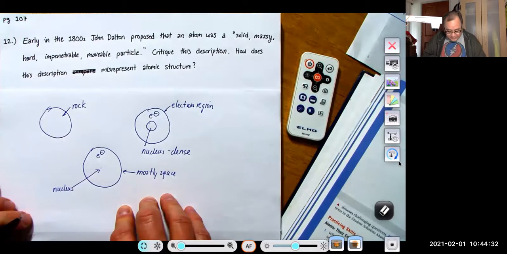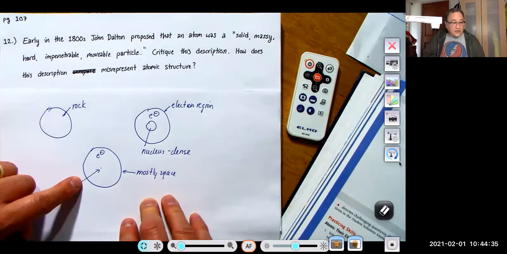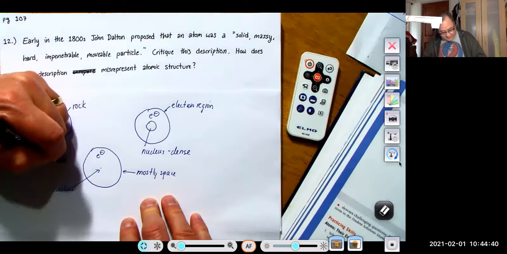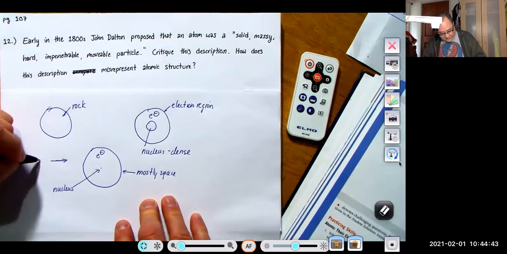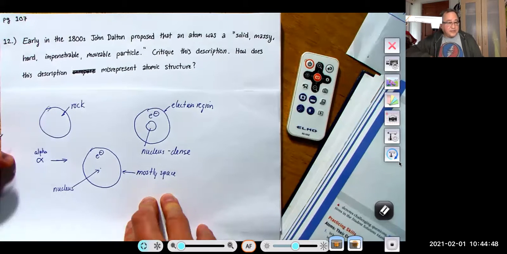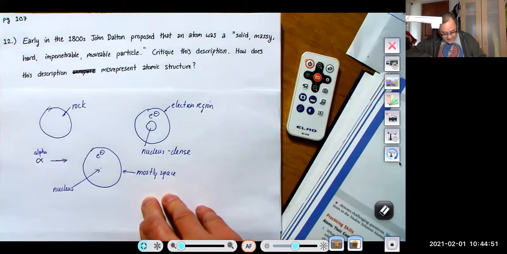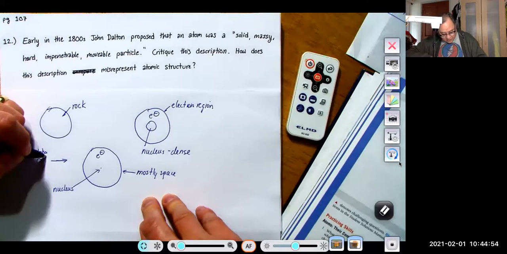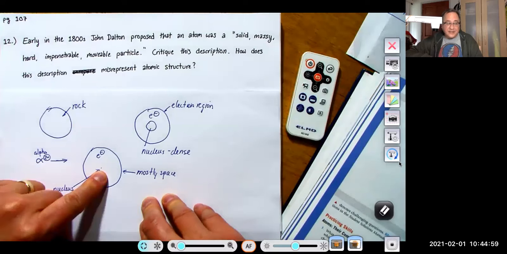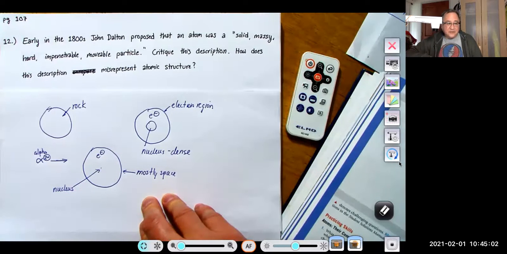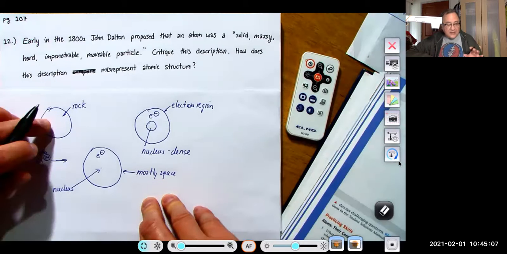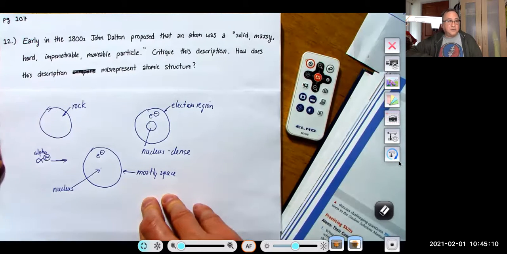Okay, so how does this description compare to this? Totally different. So can you penetrate an atom? Turns out that yes, you can. You can take these alpha beams. So this is a symbol for alpha. Alpha particles are made out of 2 protons and 2 neutrons. And they have a positive 2 charge. They will go right through an atom unless they hit the nucleus, and then they'll bounce back. So atoms are mostly space, not hard, impenetrable, movable particles.